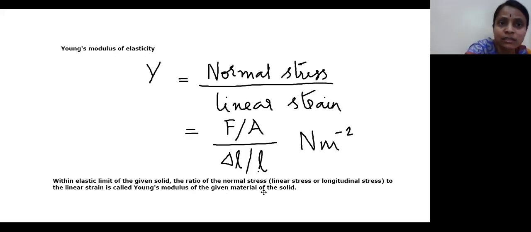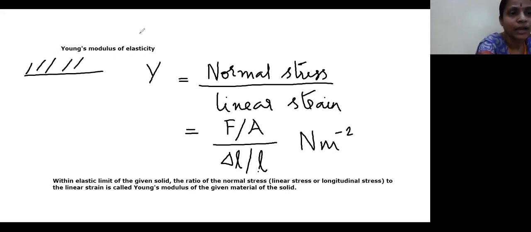Where do we see this happening when I'm going to apply a normal stress? Where do I see linear strain? When I'm going to stretch a wire. So let us assume that I have a rigid support and I have a wire hanging. I'm going to give it in a slightly extended view. Let us assume this is the area of cross section and this is the original length of the wire, L.